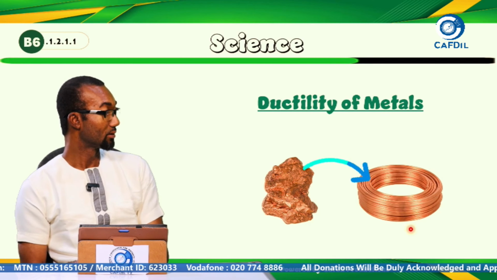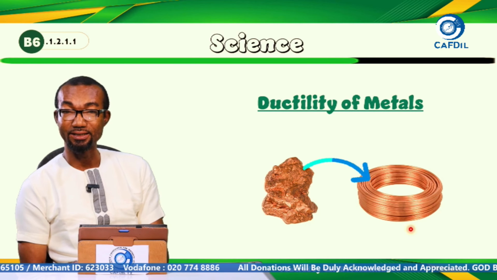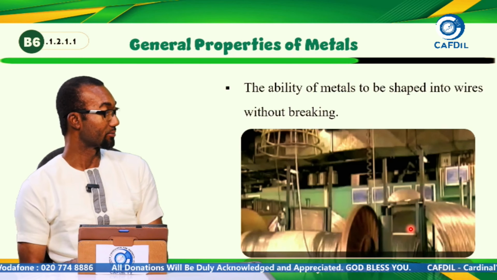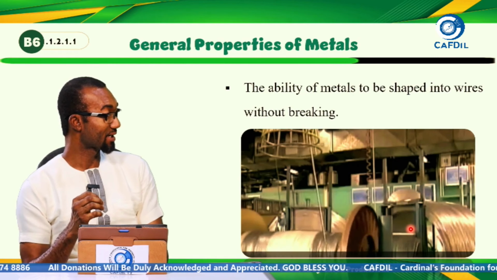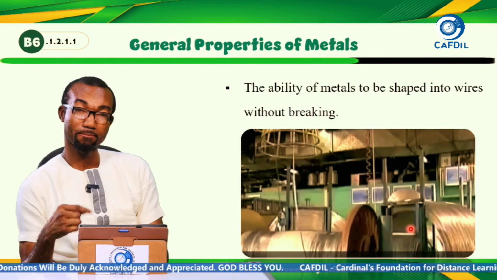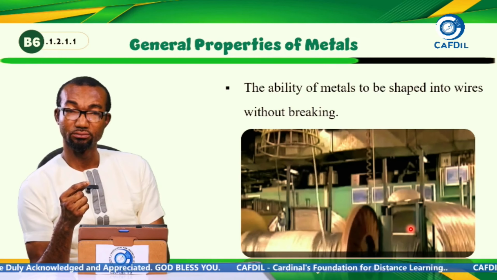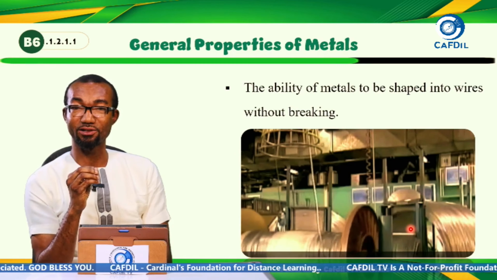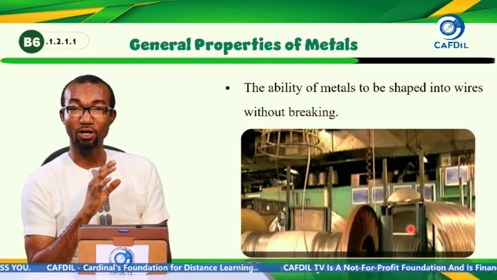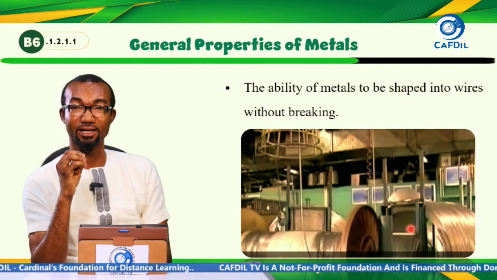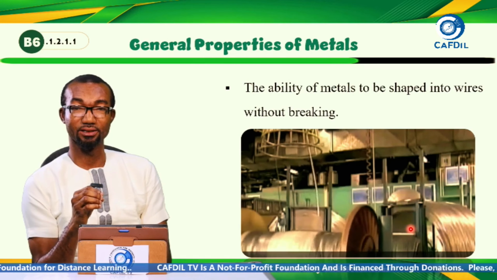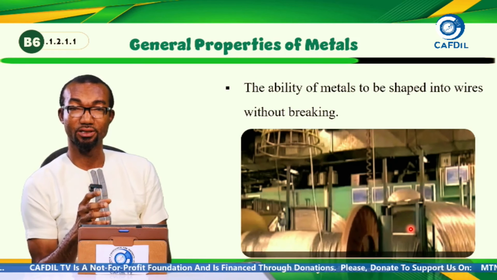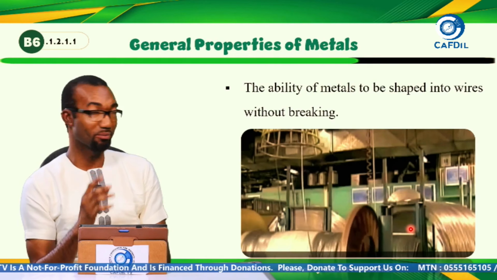Ductility. What is the meaning of ductility of metals? When we say metals are ductile, what does it mean? The ability of metals to be shaped into wires without breaking. That is the meaning of ductility. Shaping metals into wires without breaking.